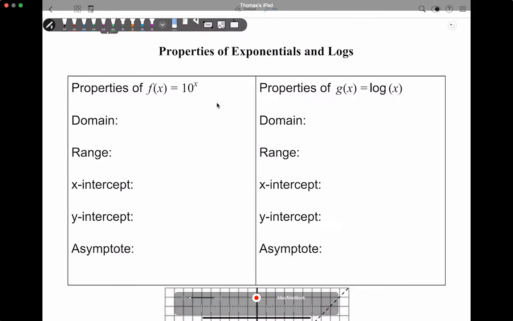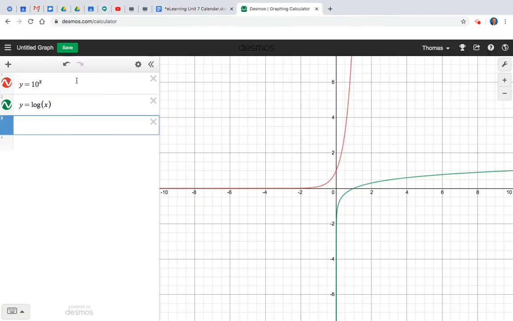A quick review: we're going to look at 10 to the power of x, and then we're going to compare it with its inverse, log of x. Over here in Desmos, I've created 10 to the power of x in red, and I've shown that log base 10 of x is this green function.